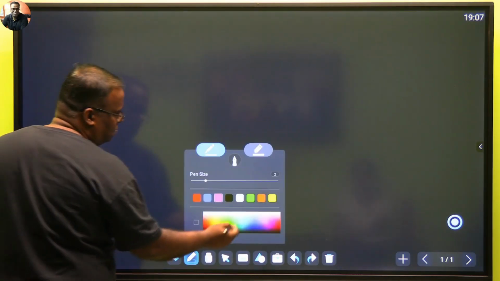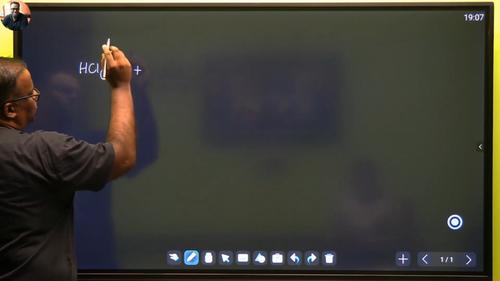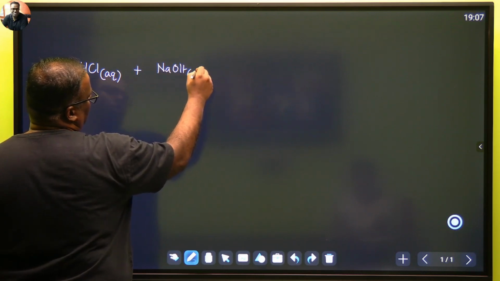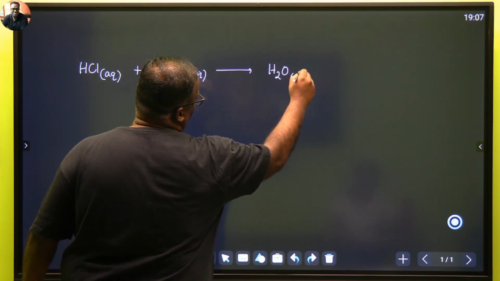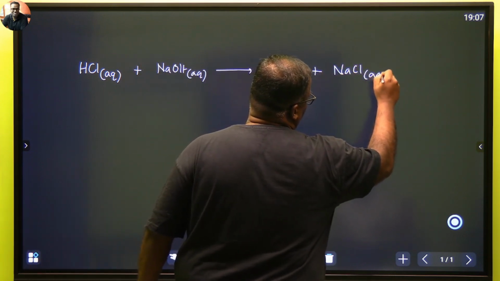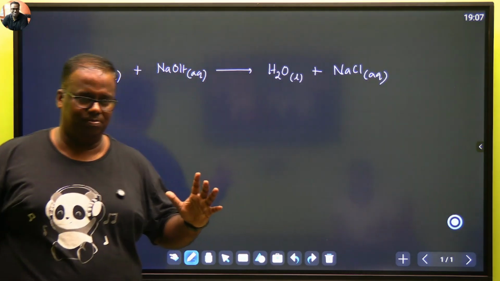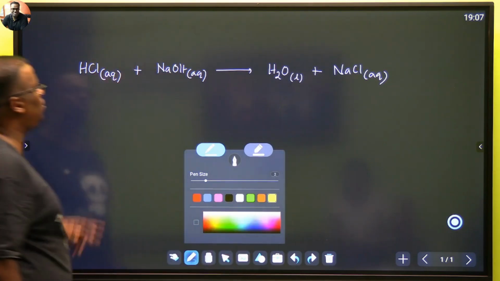Now, I take a very basic example, and I say that I have an acid called hydrochloric acid, aqueous, and this reacts with sodium hydroxide, which is, say, aqueous, and this gives me what? Water, liquid, plus NaCl, which is aqueous, right? This is a standard equation. In this equation, some things that you have assumed is that, now look at this. This is not concentrated HCl.